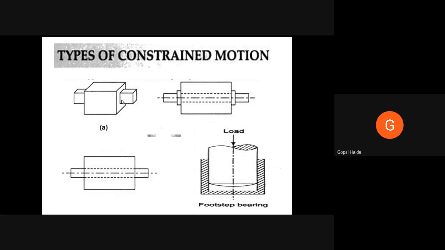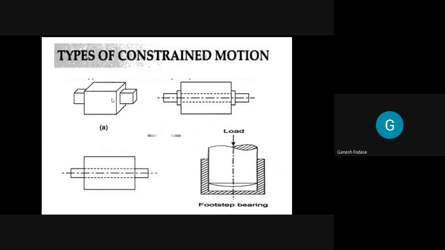Yes, sir. Okay. Remember, when the motion between two elements of a pair is in a definite direction, irrespective of the direction of the force applied. I repeat, when motion between two elements of a pair, let's say these two elements are 1 and 2, takes place in a definite direction, that motion is called a completely constrained motion.